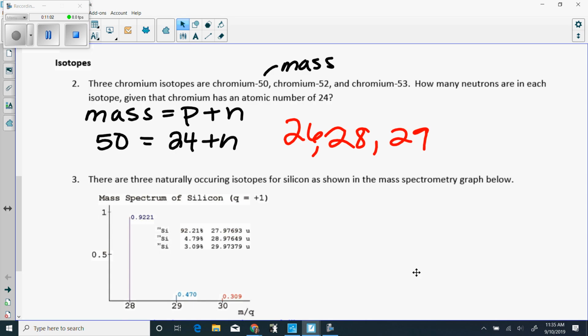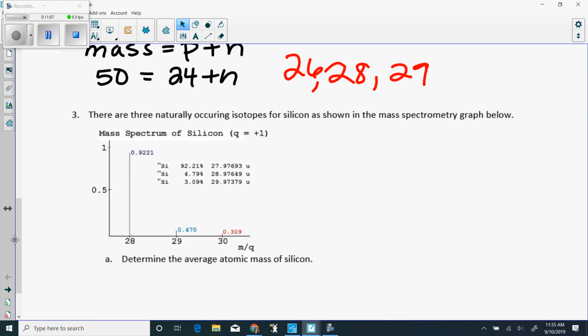Right? That's pretty tough. I know. Wouldn't that be nice? Is that easy?